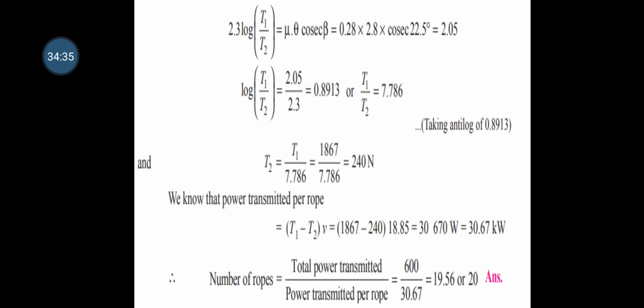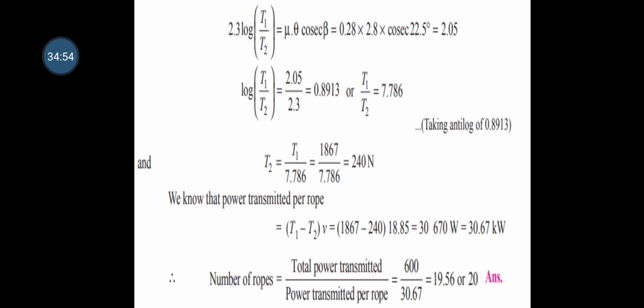So the number of ropes is the total power transmitted divided by the power transmitted per rope, that is 600 divided by 30.67. So the number of ropes is equal to 20 ropes.